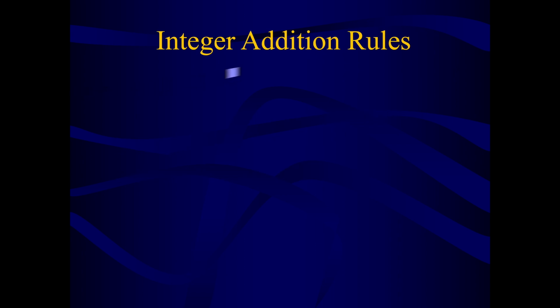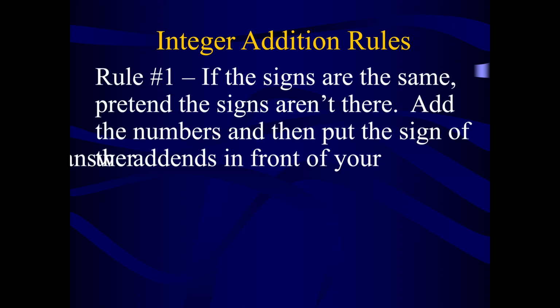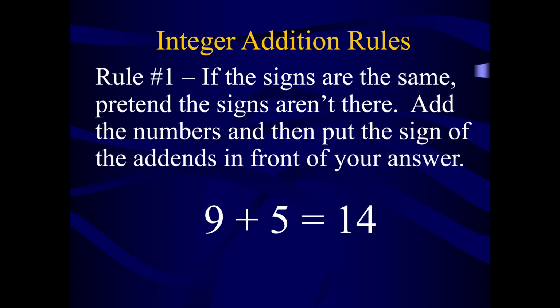Integers, addition rules. Rule number 1. If the signs are the same, pretend the signs aren't there. Add the numbers and then put the sign of the addends in front of your answer. Example, 9 plus 5 equals 14. Negative 9 plus negative 5 equals negative 14. Being that both signs are negative, act like they're not there, add the 9 and the 5, and then put your negative sign, and you'll have your answer, negative 14.